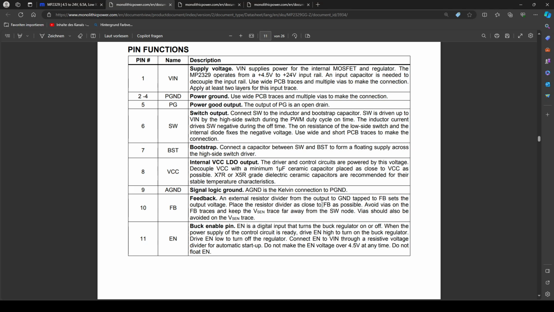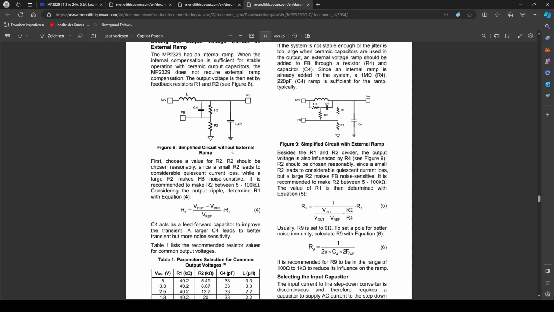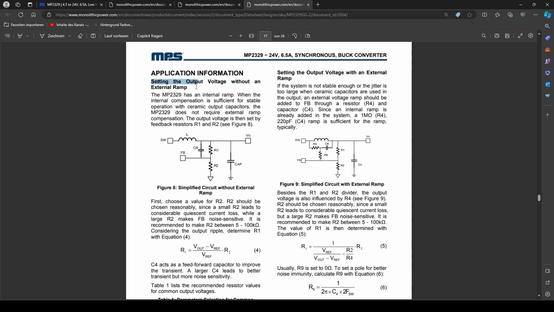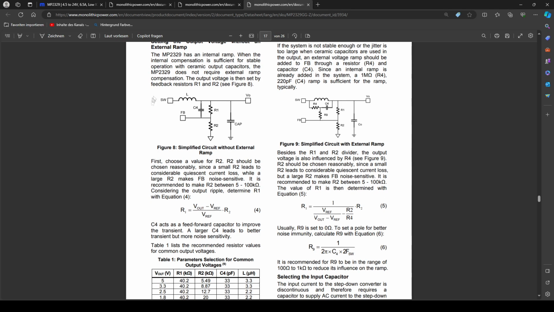Place the resistor divider as close to feedback as possible, avoid wires on the feedback traces, and keep the VSense trace away from the SV node. SV node is the output. Wires should also be avoided on the VSense trace. And as you can see, this is setting the output voltage without an external ramp. There are two different ways. One is this schematic, one is this schematic.